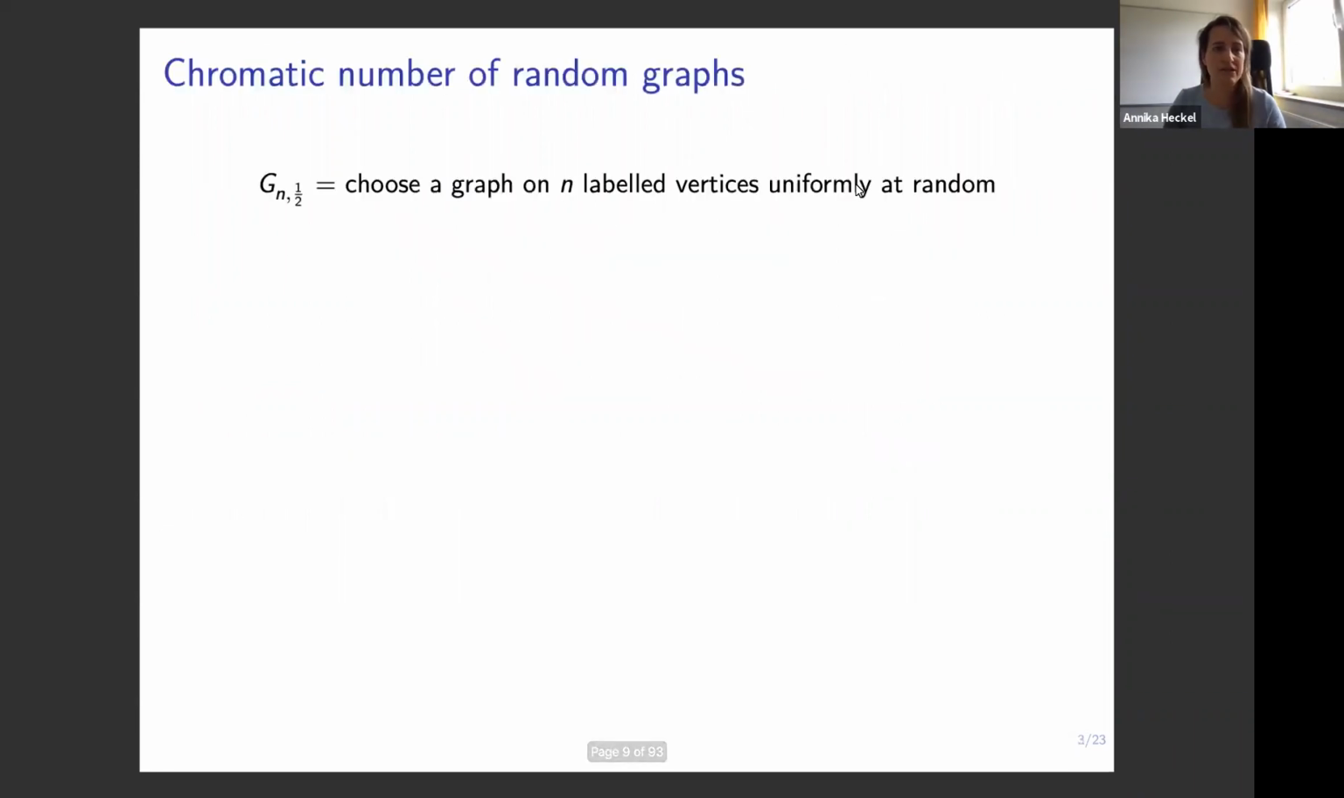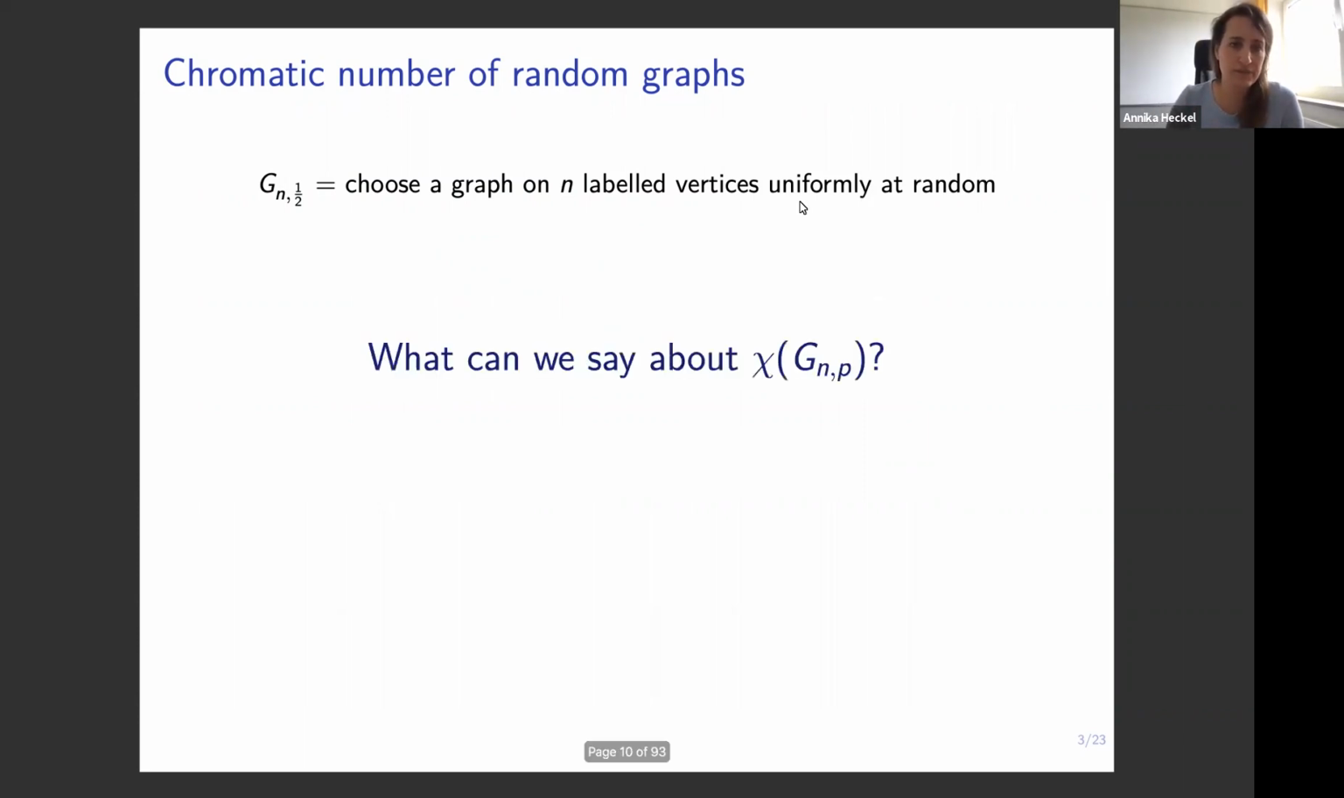Okay, so a uniform random n-vertex graph is a bit unwieldy, but luckily we've got a better way of generating this graph. We can just look at G(n,1/2), where we include every edge independently with probability 1/2. And of course, more generally, we can ask about the chromatic number of the random graph G(n,p).